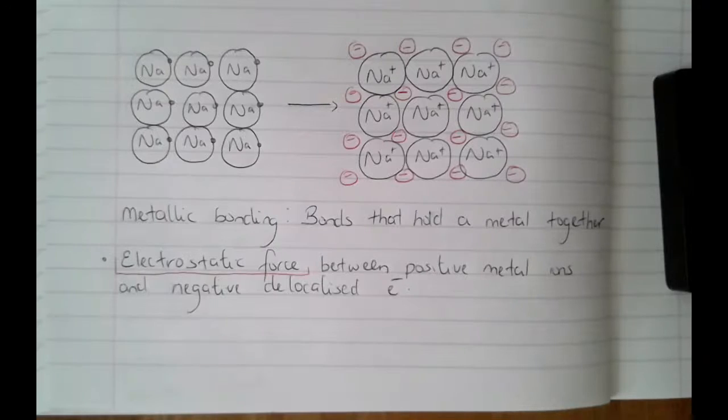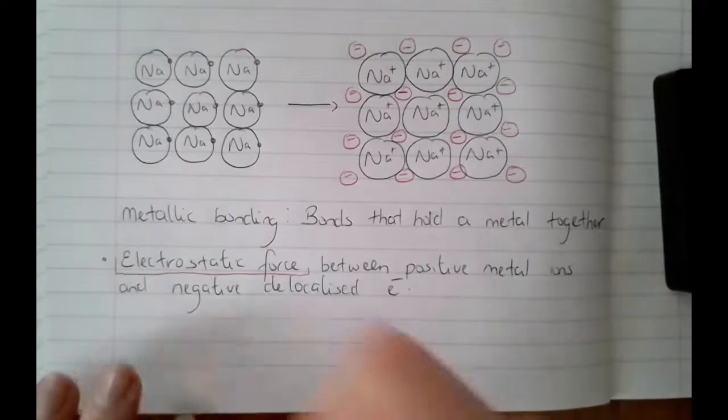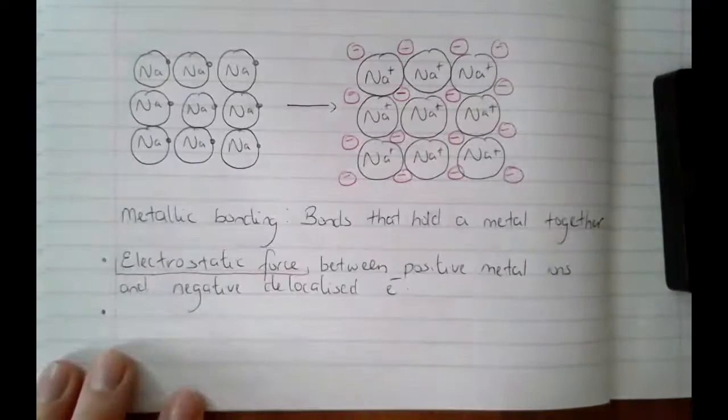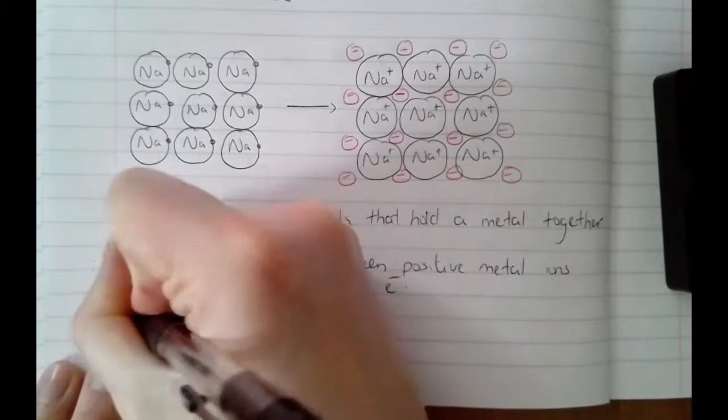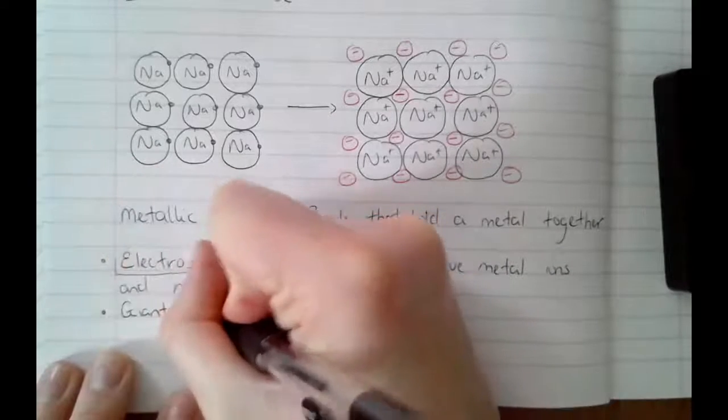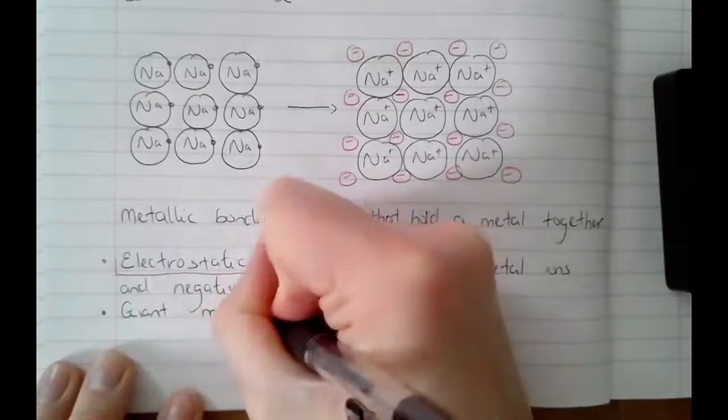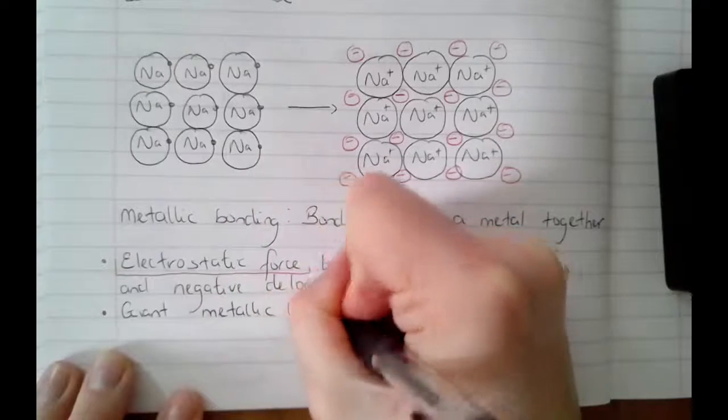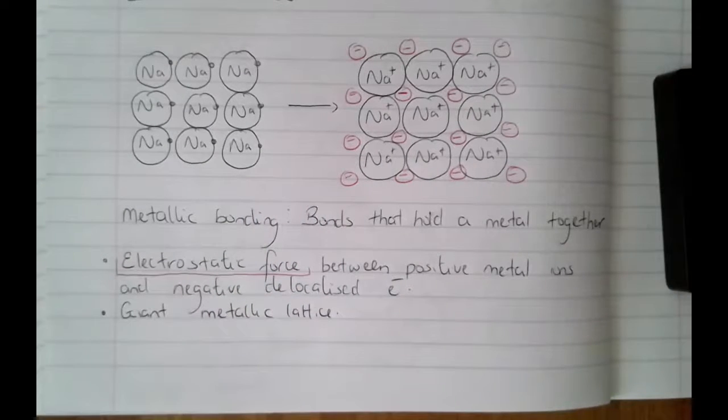Just like what we had in ionic structures, where we said that the structure was giant, again, in metallic structure, the structure is also going to be giant. Before we had giant ionic lattice, now we've got giant metallic lattice. So in one piece of sodium metal, you're going to have billions of sodium ions, and you're going to have billions of negative delocalized electrons floating around. So it forms a giant metallic lattice.